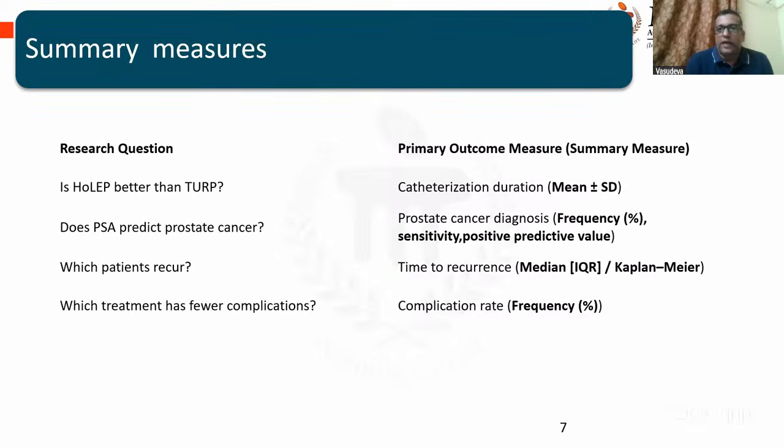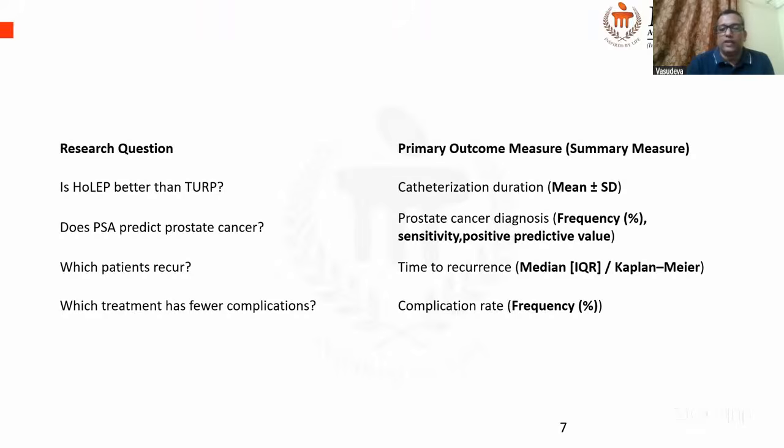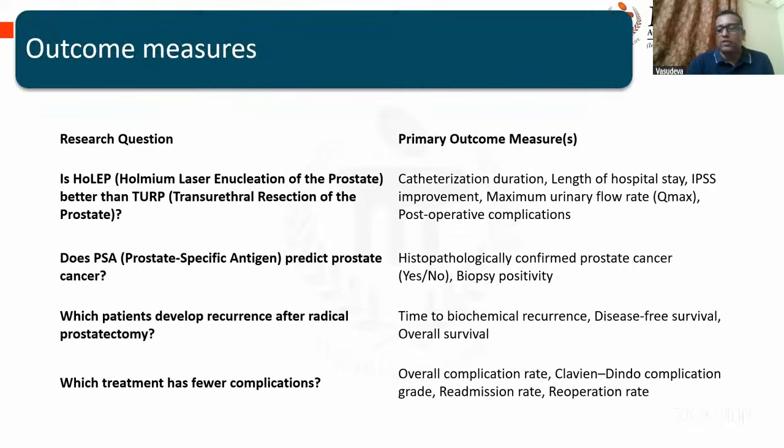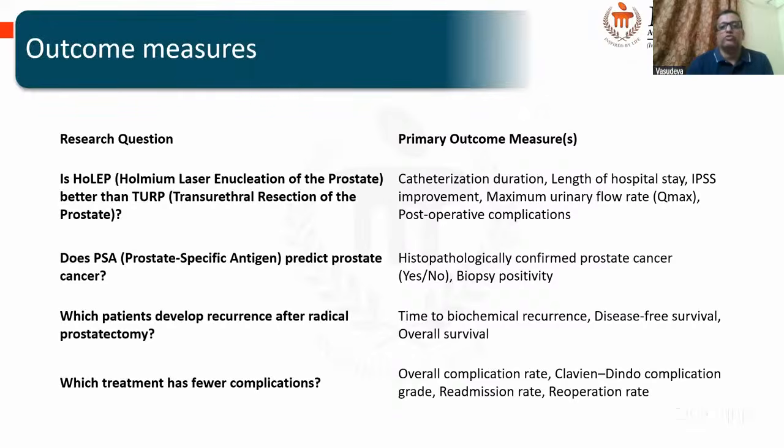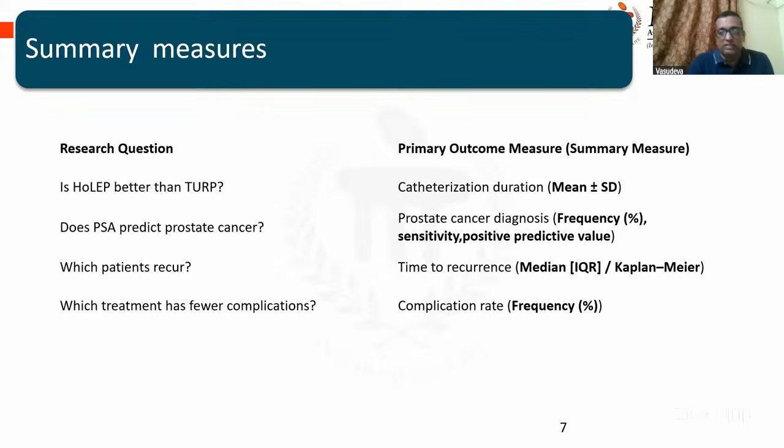So now what happens? The entire objective is to correctly identify the outcome measure. If you correctly identify the outcome measure and which type it belongs to, then comes the summarization. When I say catheterization duration, I can use mean plus or minus standard deviation to summarize, or median plus interquartile range. How do I decide? If mean and median are almost the same, then we have an assumption called normality, and we use the average value and the standard deviation for summarizing that variable. If mean and median are different, then we use the median and interquartile range for summarizing.